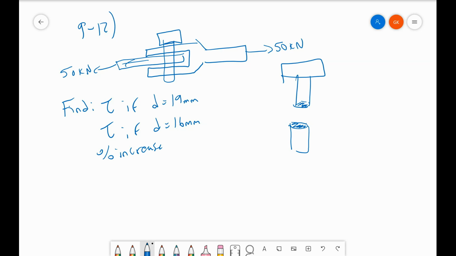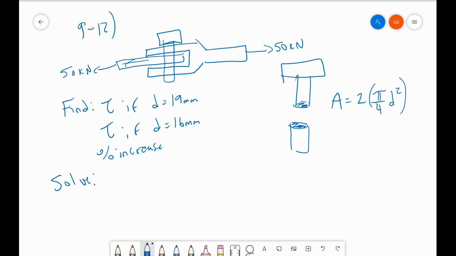So in this case, my area would be equal to 2 times the area of a circle, which is pi over 4 d squared. Now with this, I should have enough to solve my problem. Let's go ahead and solve.